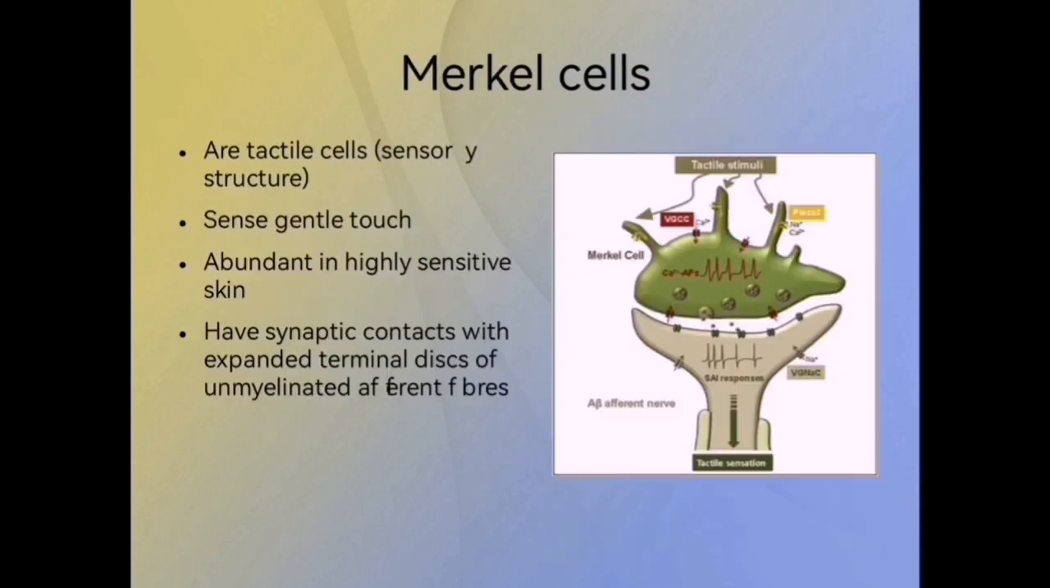The Merkel cells are sensory cells located within the stratum basale. They are tactile cells, meaning that they sense gentle touch, and they are much more abundant in highly sensitive skin. These cells have little processes which act to pick up any stimuli and then convert the stimuli to an electric signal, which is picked up by the expanded terminal of an afferent fiber.